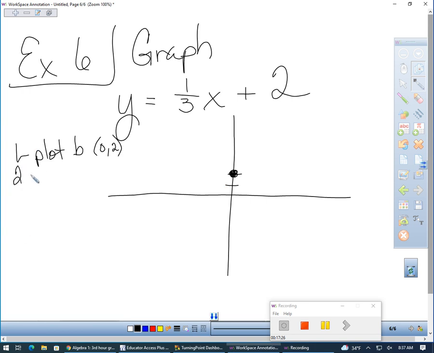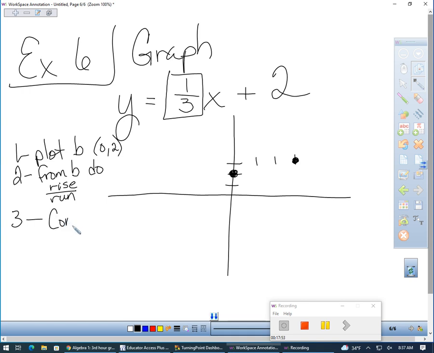Step 2, from b, do rise over run. So from my dots, I'm going to do my slope of rise over run. So I'm going to rise up 1 and run over 3 and put a dot. Connect. That's it. Whoop. There we go. Okay?